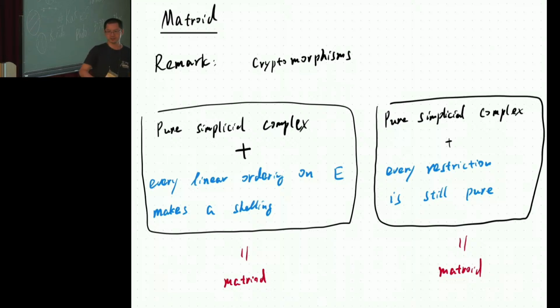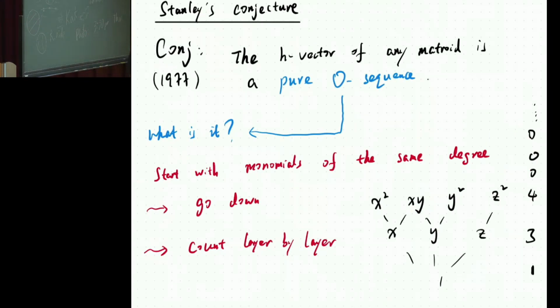You just delete, you pick a subset, then you restrict everything to that set. Okay, now I can introduce this conjecture. Stanley has a conjecture which is a long-standing conjecture. I mean, it was a long time ago. The conjecture is the h-vector of any matroid is a pure O-sequence.